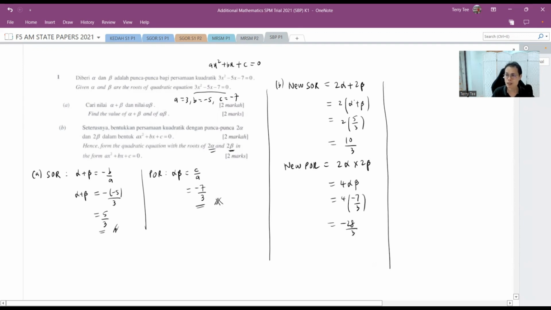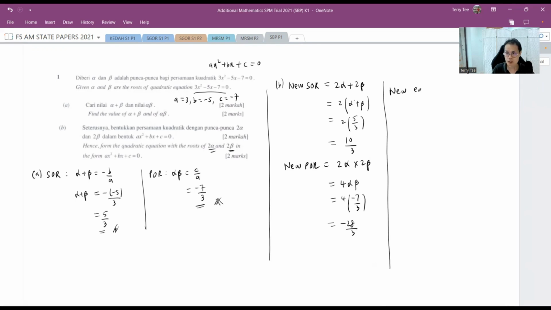Okay, to form the new equation with the roots of 2 alpha, 2 beta, we have to use this formula. The formula works like this: x squared minus sum of roots, SOR, multiplied by x, plus product of roots, POR. The result is equal to 0. Since I already have my new SOR is 10 over 3, I substitute inside. My new POR is -28 over 3, I sub inside. Let us multiply everybody by 3: 3x squared minus 10x minus 28, and your outcome must equal 0.